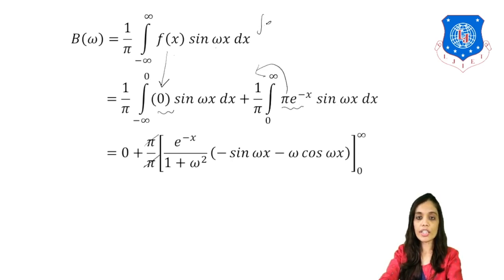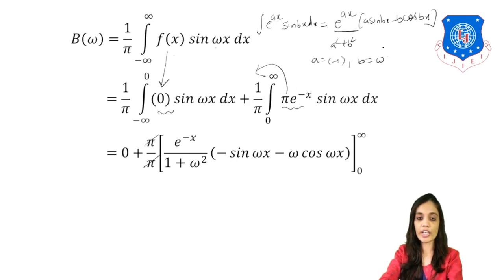And use this formula, that is integration of e raised to ax sine bx dx. So your formula is e raised to ax upon a square plus b square, times a sine bx minus b cos bx, right? Again your value of a is minus 1 and b is omega. So put these two values in this, so you will get your answer as e raised to minus x upon 1 plus omega square, times minus sine omega x minus omega cos omega x.